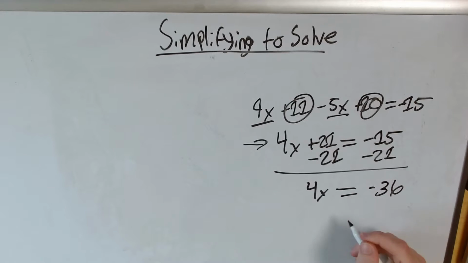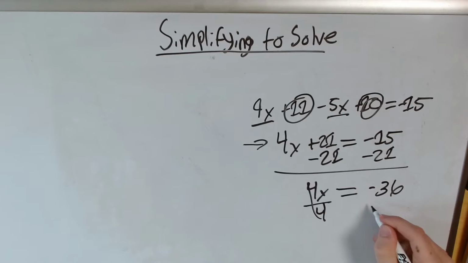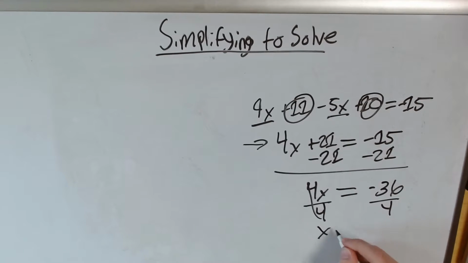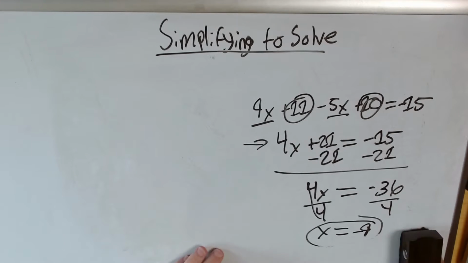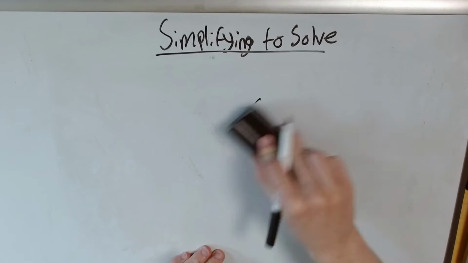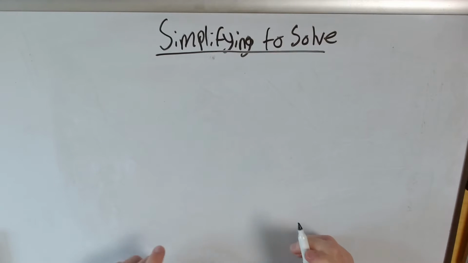And now we get rid of multiplication or division. So we're going to divide to get rid of multiplication. We have x equals negative 9. Right? Now that's not too bad. You may say, okay, well, let's just simplify. I'm just taking my like terms. Well, it looks easy. But remember, there's always trick problems.